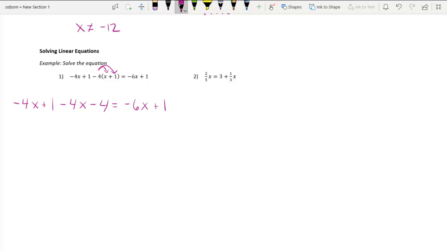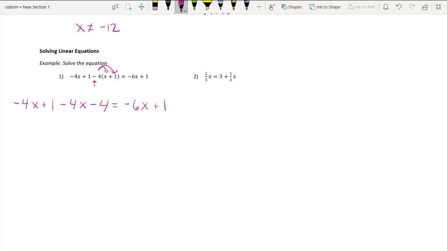So be very, very careful. A very common mistake that I see on that first test is people failing to distribute the negative 4. They distribute the 4 to each term, but forget about that negative sign that is in front. So be very careful of that.